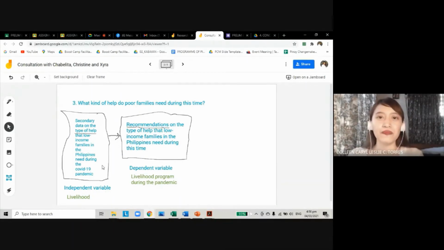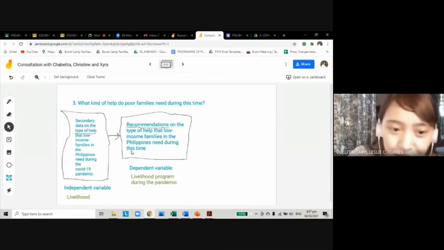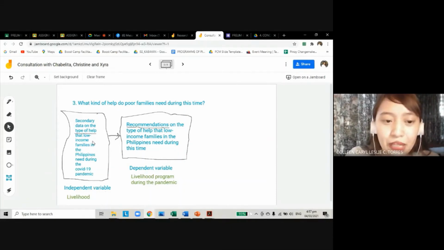So with that, let's say for example they need livelihood, no. So the livelihood, or rather the program, would depend on what type of help they need. So again, since the program would depend on what type of help they need, the recommendations depend on the type of help that they need. So since the recommendations are dependent on the type of help that they need, the recommendations is the dependent variable, and then the type of help that they need is the independent variable.